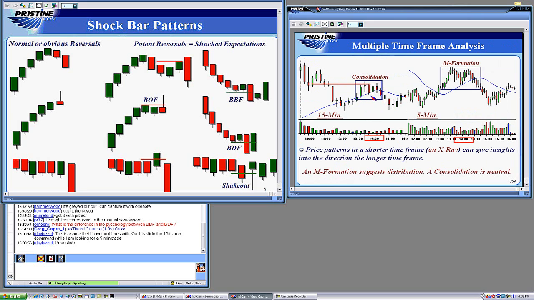We look inside of higher time frames and drill down to see what's happening inside of them. So here on this 5-minute chart, I can see this M formation, which is signaling distribution, whereas on the 15-minute, I've just got overlapping bars. Again, going down to smaller time frames can give us insights into what's happening on a higher time frame.